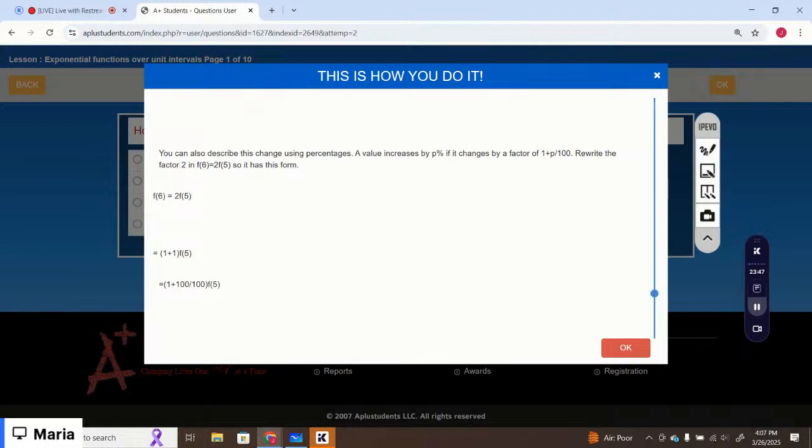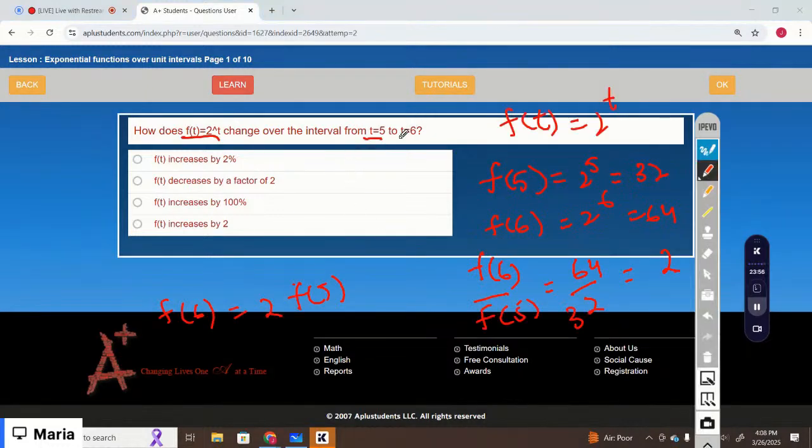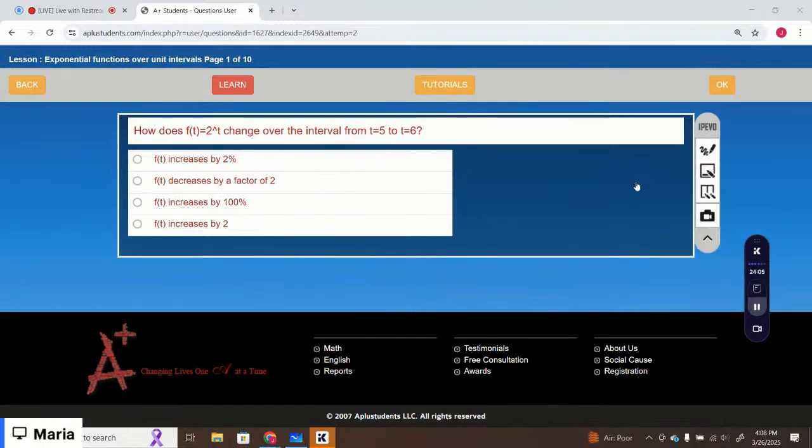Okay, we can write the value in the percentage form also, right? So yes, that would double, that is, f of 6 is double f of 5. That means the function is increased by 100%, right? Option number 3 is the correct option. F of t increases by 100%.